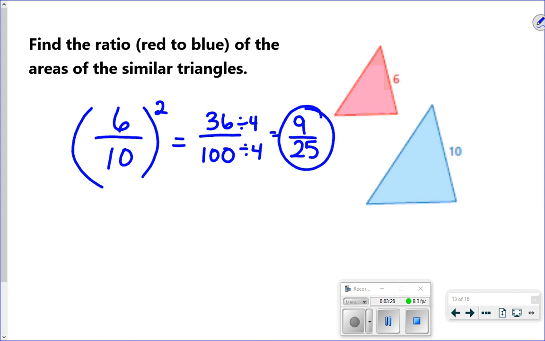Now, I can, if I want to, simplify my ratio first before I square it. If I wanted to do it that way, instead of 6 over 10, I could have written it as 3 fifths squared. So I just simplified my ratio first and then squared my simplest form ratio. So 3 times 3, that's going to be 9. 5 times 5, that's 25. Same answer as above. So you can simplify at the end or you can simplify at the beginning. Doesn't really matter. But you do need to make sure when you're finding the ratio for areas that you square the ratio.